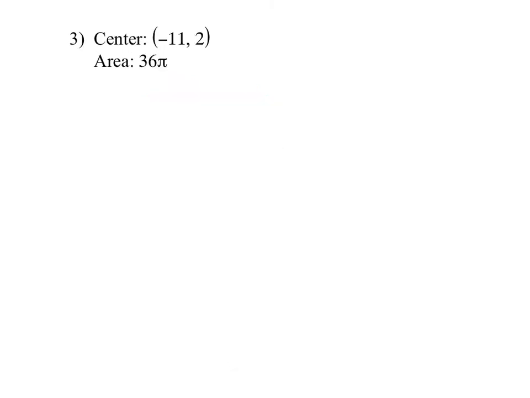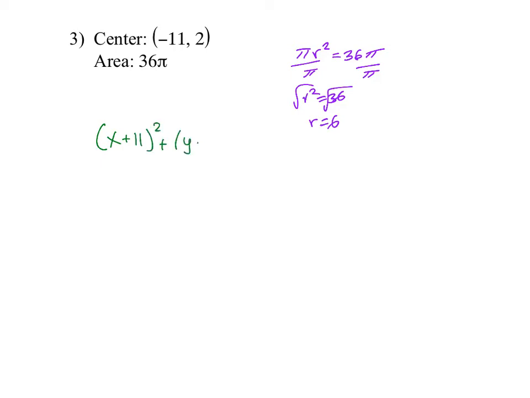So now I have the area. First of all, I need to find the radius, right? As we know, the area of a circle is pi times r squared. So in this case, this equals 36 pi. So I can just divide by pi on both sides. So r squared is 36, and the square root, so r is positive 6, right? So again, x plus 11 squared plus y minus 2 squared equals 6 squared, that is 36.